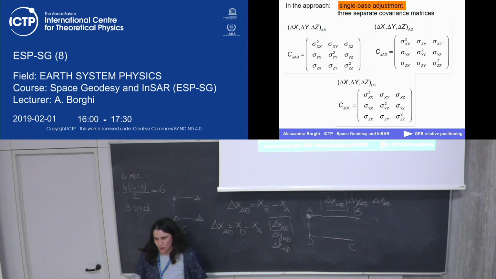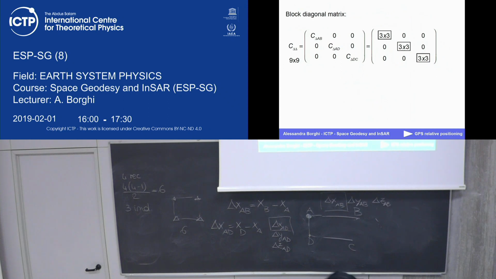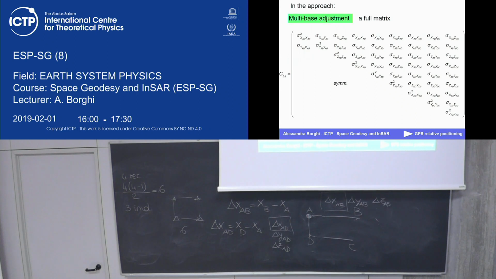So how to solve this? We have a redundant observation. We can compute the least squares, but it's a least squares where the covariance matrix is a diagonal matrix. Along the diagonal, there are the individual covariance matrices coming out of this single processing. When you use a multi-baseline approach, you have a full matrix, because these three baselines have been processed together, starting from the double differences.